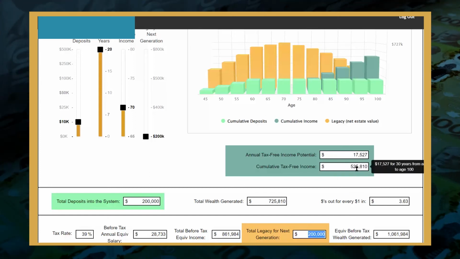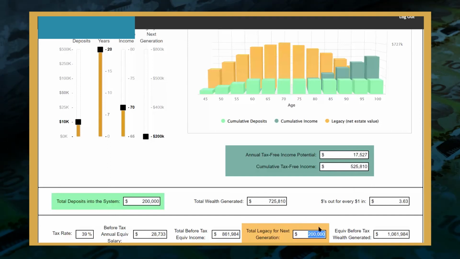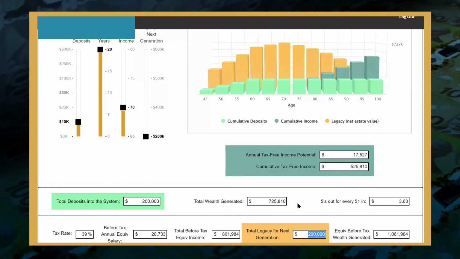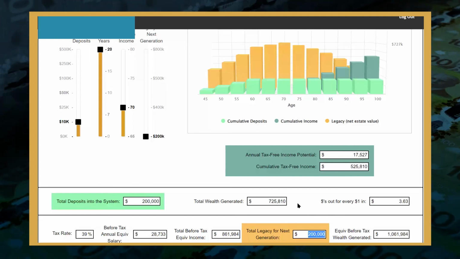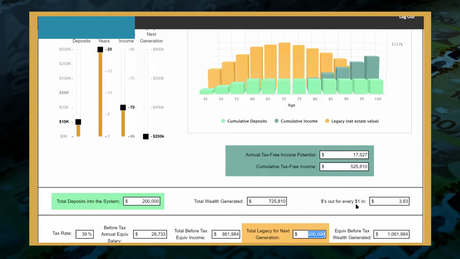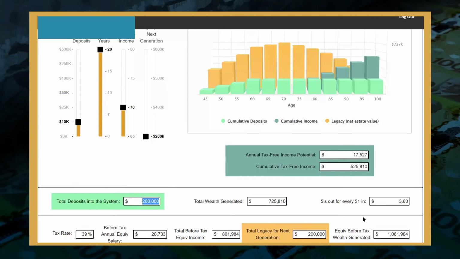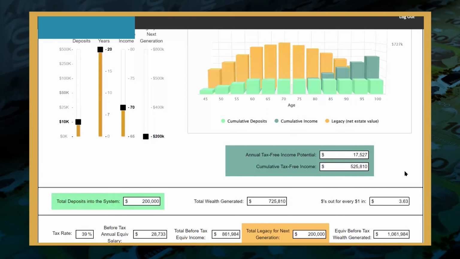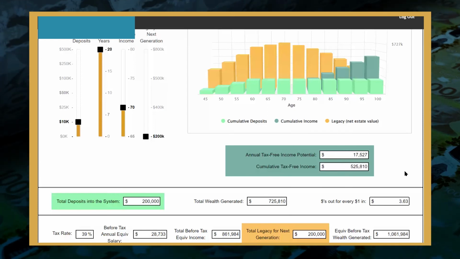So when we add that tax-free income and this next generation amount, the total amount that we really left behind is $725,000. What we got to use and what we left behind for the next generation tax-free means that for every dollar we contributed, you got to use or contribute back $3.63. That's a pretty good machine.